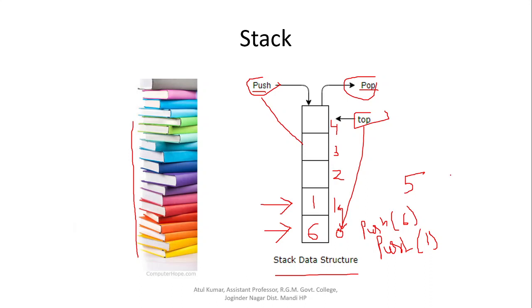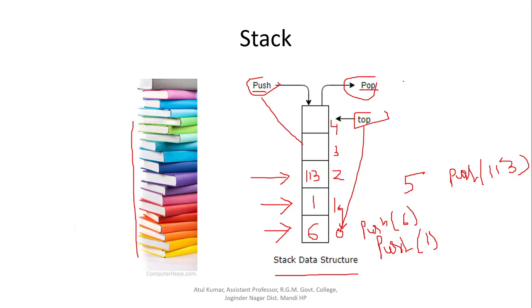Again, suppose we want to insert a new item. Suppose the new item is 113, push. Then the top is firstly incremented to 2, and again the item is inserted by the push operation. Now the top is equal to 2.